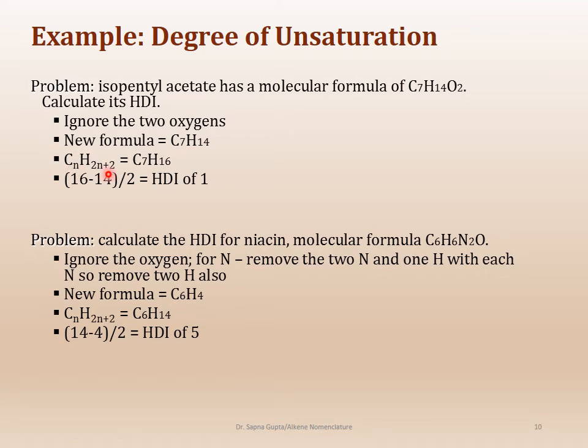Then you take the alkane formula CnH2n+2 and calculate the number of hydrogens an alkane would have if it had 7 carbons, which is 16. Putting it in our formula, 16 minus 14 divided by 2 gives us an HDI of 1, or a degree of unsaturation of 1. That means we have either one ring or one double bond, and it turns out that the structure for isopentyl acetate does have a double bond in it.